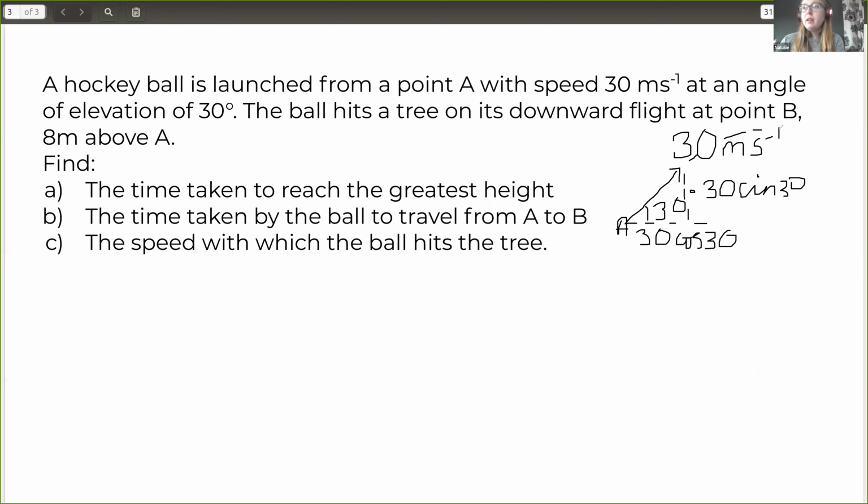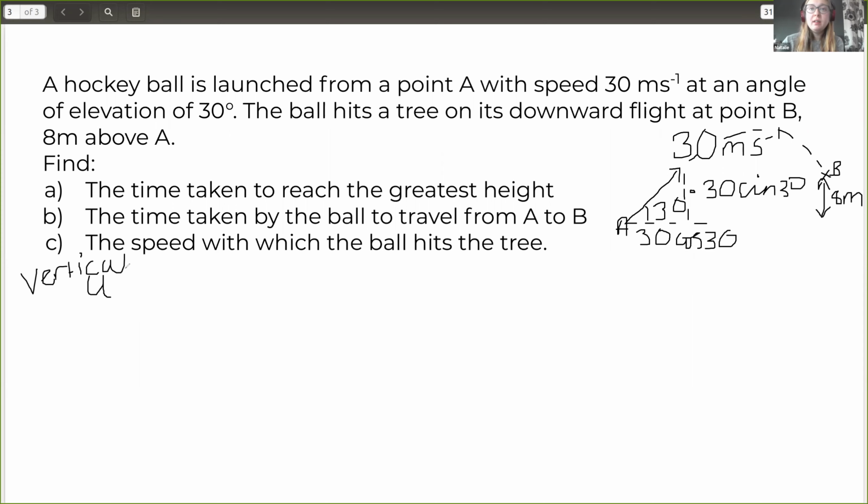The ball is then going to get to a maximum point, fall back down and hit point B where we have a tree. I'm not even going to draw the tree because that's going to be too embarrassingly bad, which is 8 meters above the ground. So I'm going to find the time taken to hit the greatest height. So I know that again, we're doing vertically. So I'll just jot that in so we don't forget.